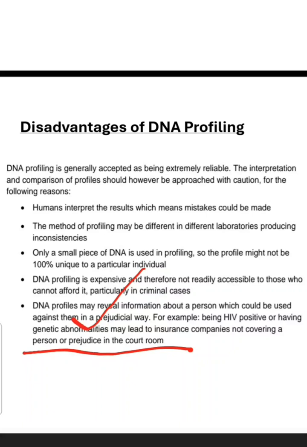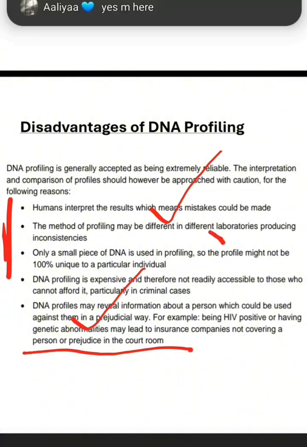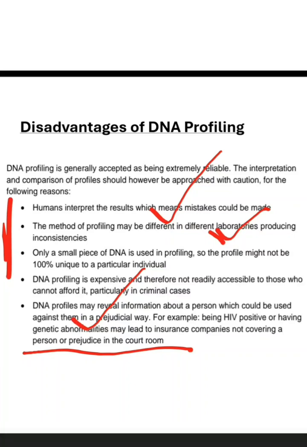Alright, so I think you need to memorize only 2 or 3 for your exams because you don't need to memorize all this. You can simply memorize that humans interpret it, so mistakes could be made. Then you can memorize that they are done differently in different laboratories, producing inconsistency. And then you could say that only a small amount of DNA is used, so it might not be 100% unique to individuals. You can choose whatever you like. I was just giving my opinion on it. All right.